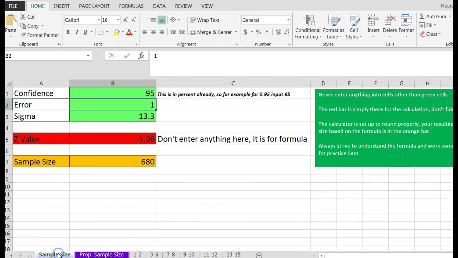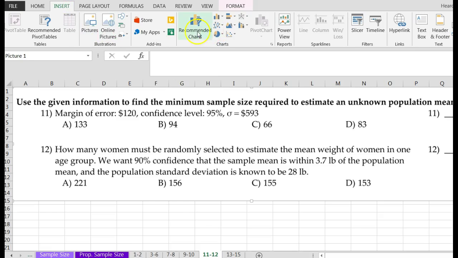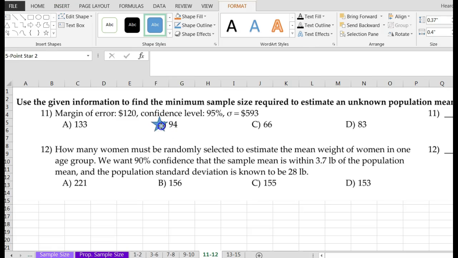All right, I click the sample size tab. Confidence 95%. Error I'm willing to accept is 120. Sigma says 593, didn't it? 593. Bazinga, it looks like I need a sample size of 94. Let's see if that's a choice. A sample size of 94. Boom, B. Let's insert a beautiful star here. There it is, 94. This is too easy. Next question.